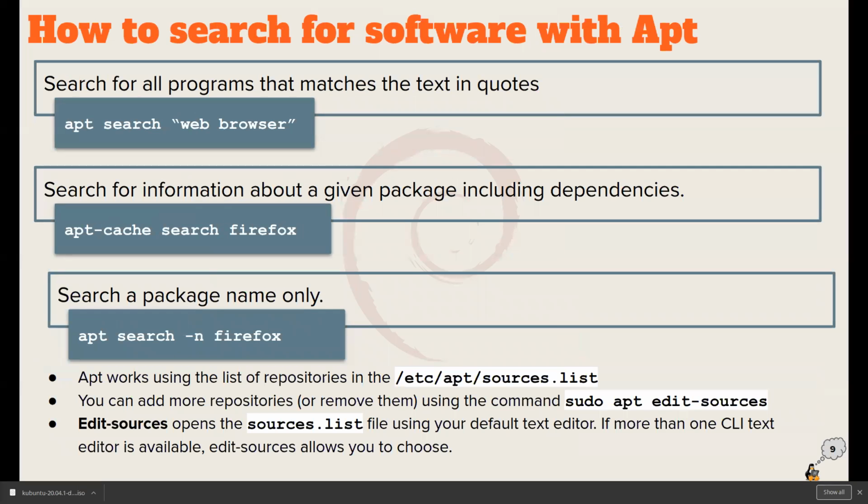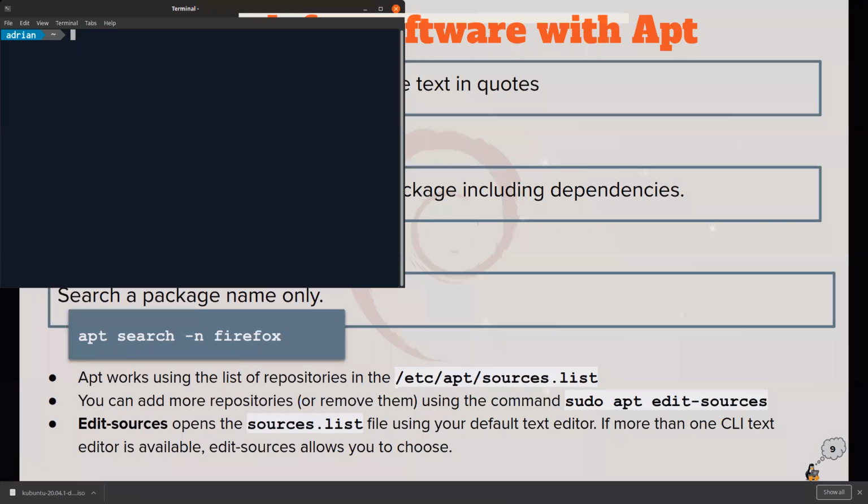How to search for software, because sometimes you want to look for software, right? You want to listen to music. You don't have a music player. You want to look for a music player. Guess what word we use? Search. Apt search. And because searching for software is not an administrative task, you don't have to put the word sudo in there.